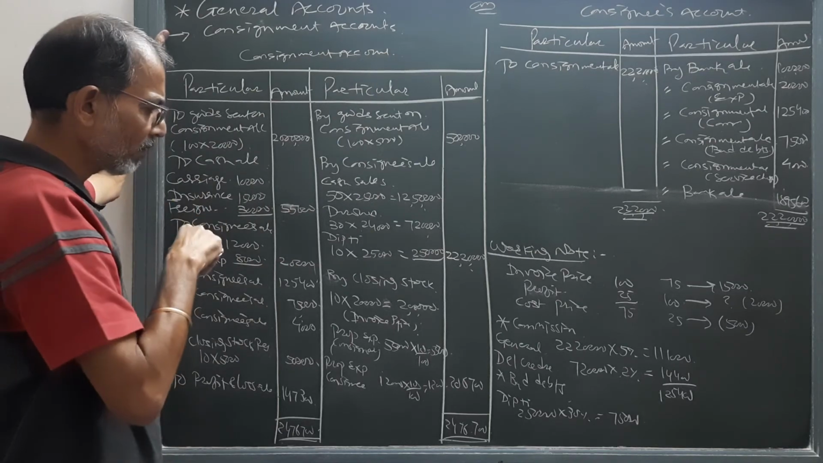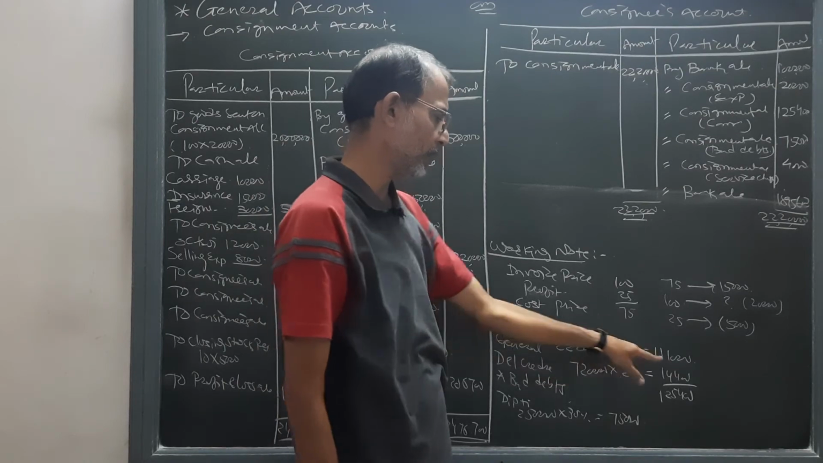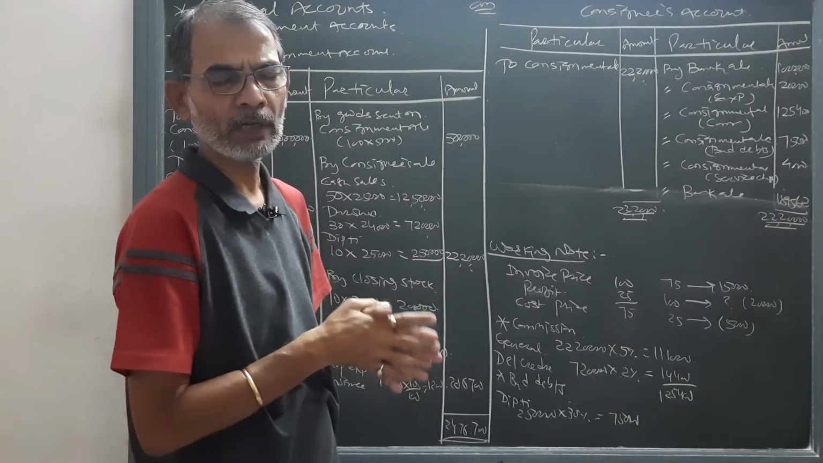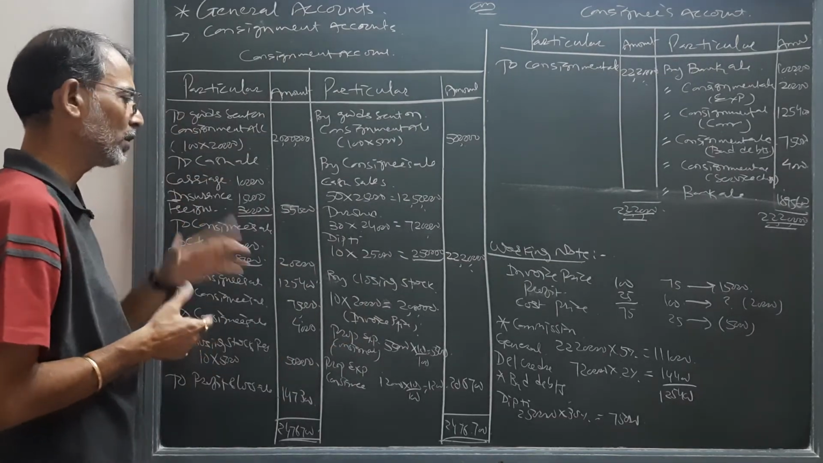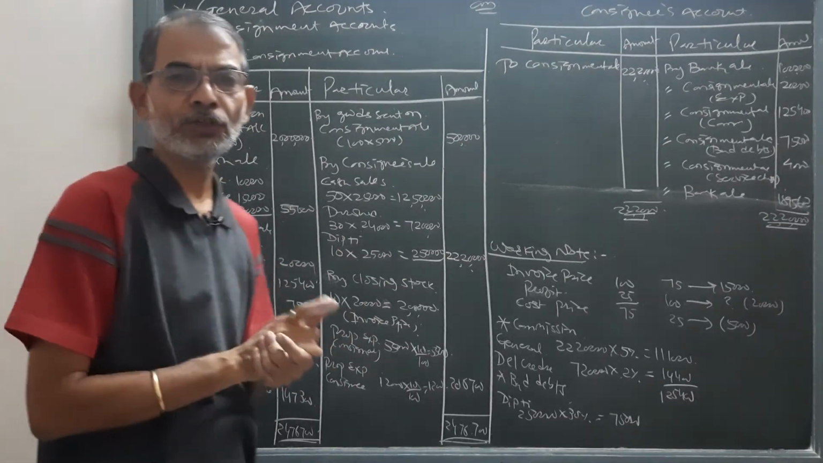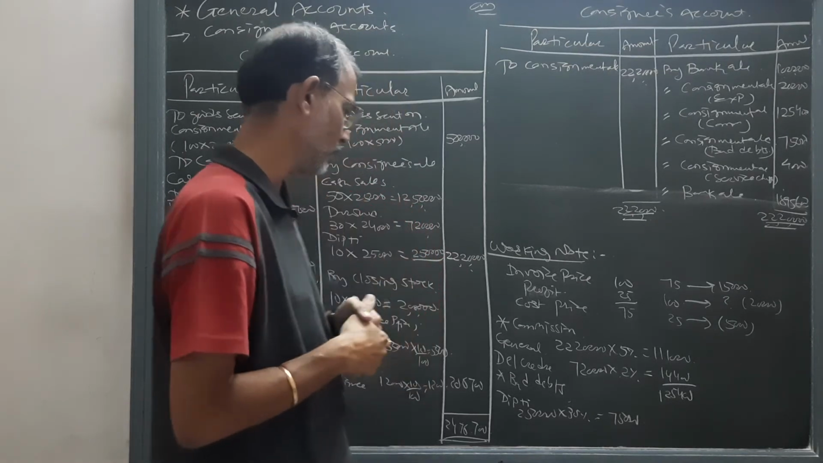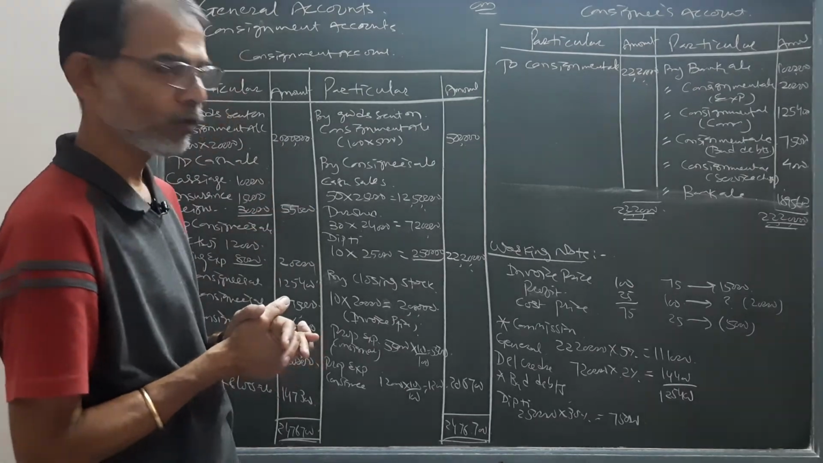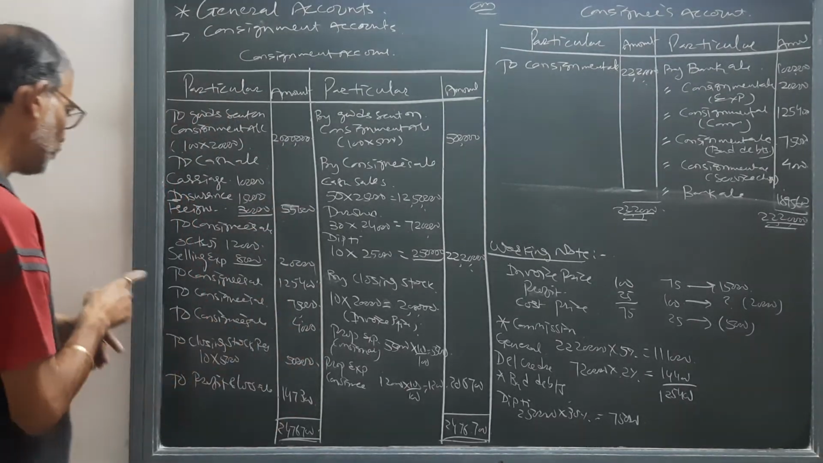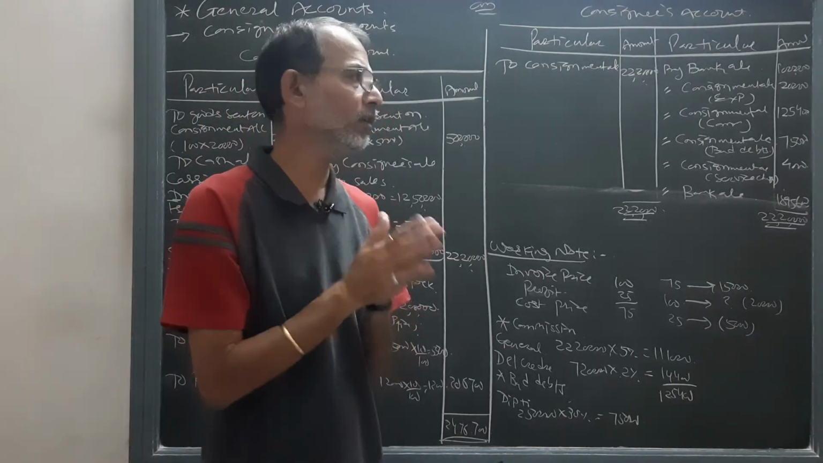Now we have to find the commission. 5% on total sale, that is general commission, while 2% del credere commission will be found out only on sale to Darshan, because sale to Darshan is done by the consignee at his own risk. In this way, total commission incurred was 1,25,400, which was written on the debit side of the consignment account, while on the credit side of the consignee's account.